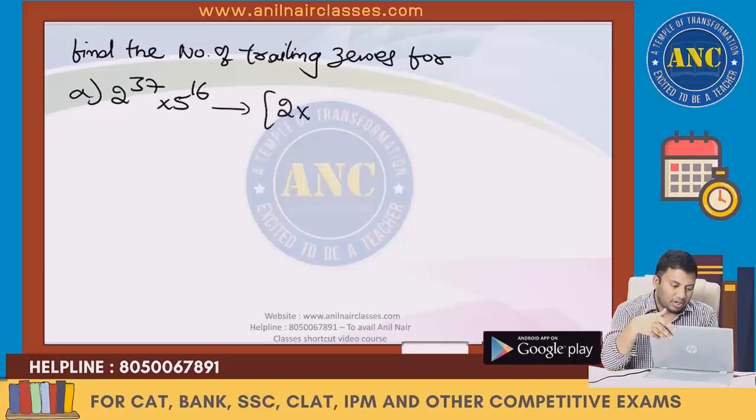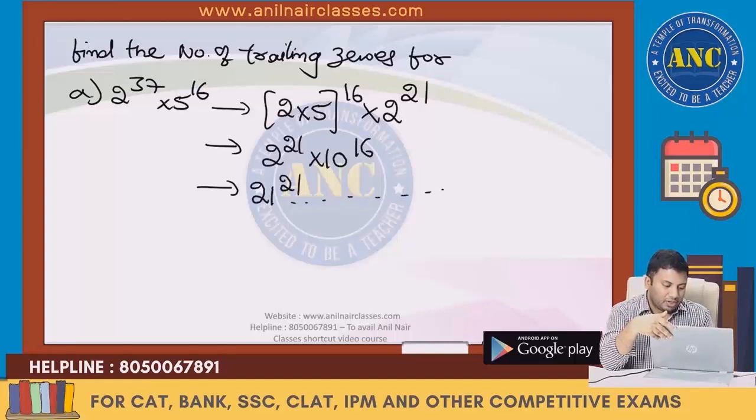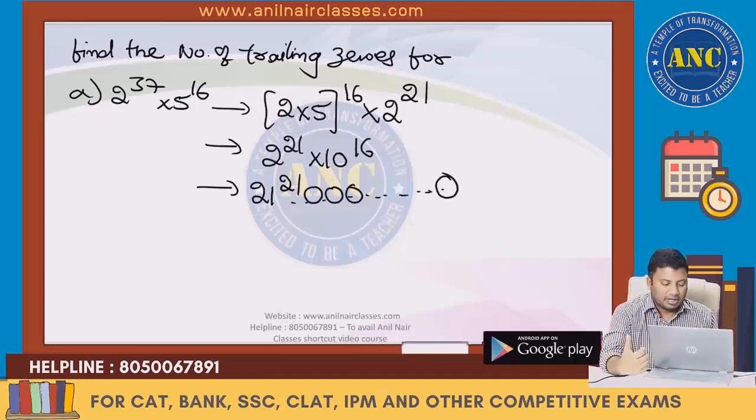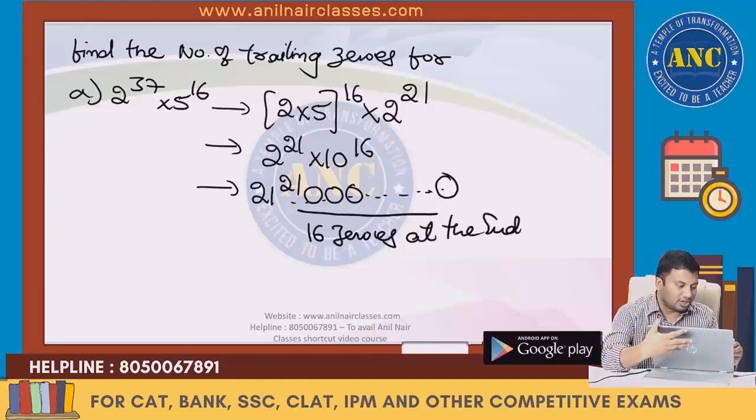This is nothing but 2 power 21 into 2 power 16 into 5 power 16, which is 2 power 21 into 10 power 16. 10 power 16 will have 16 zeros at the end, just as 10 power 1 has 1 zero and 10 power 2 has 2 zeros. So the answer for this question is 16 zeros at the end.